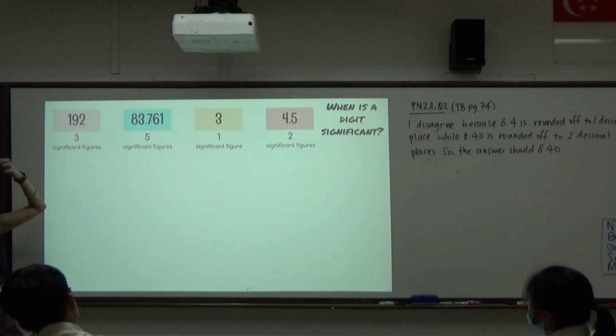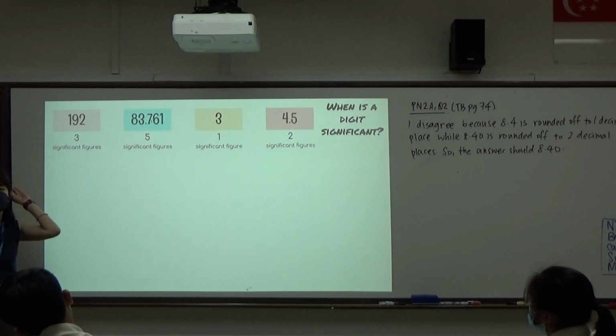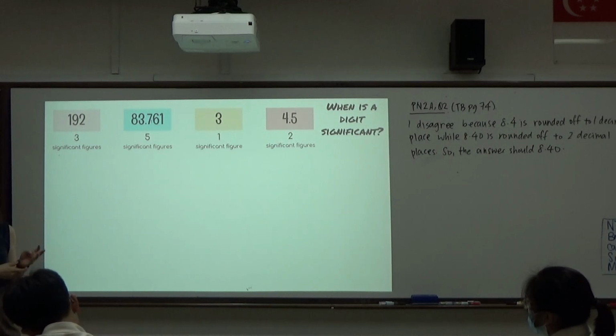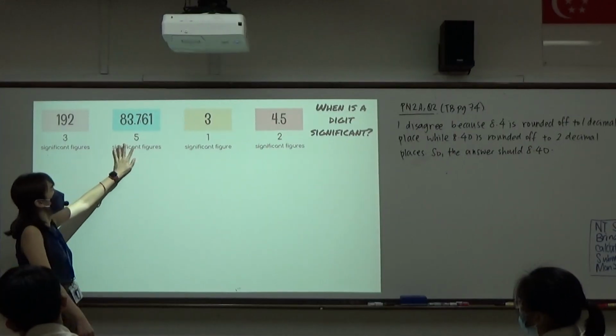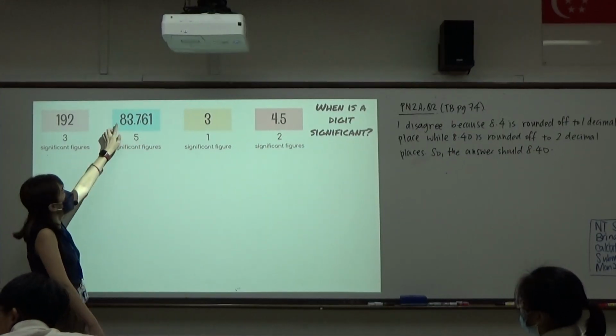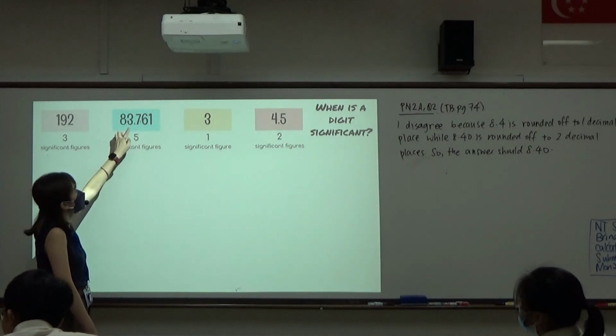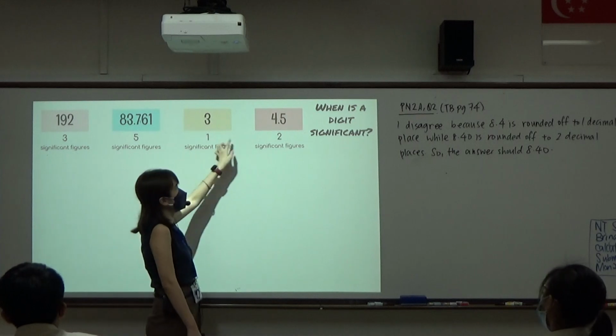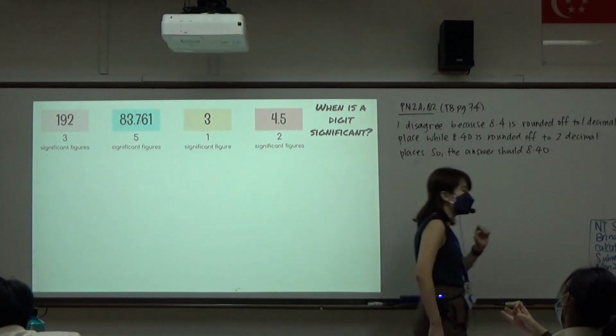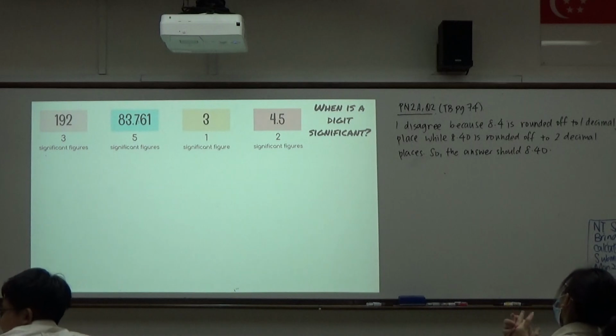An important idea about significant figures is that they must be important, because that's the meaning of significant. Alright? So for example, even my significant other in my life is my husband. He is an important person in my life, right? So that's the meaning of significant. Then 83.761, all these digits are not zero. I also count, therefore there are 5 significant figures, and then 1 significant figure, and then 2 significant figures. So that's our rule number 1. I'll show you the rule later on.